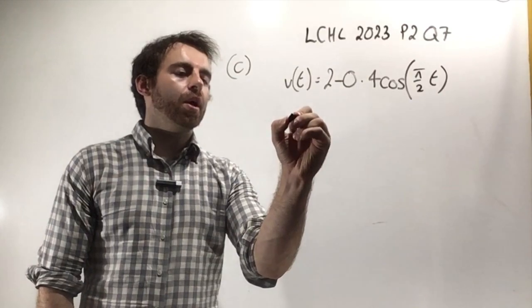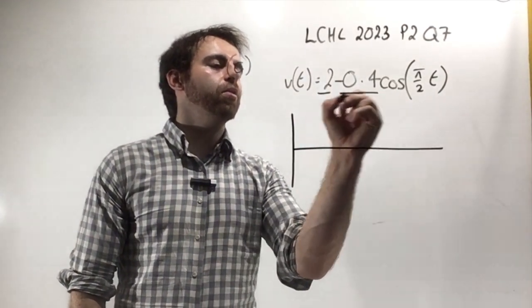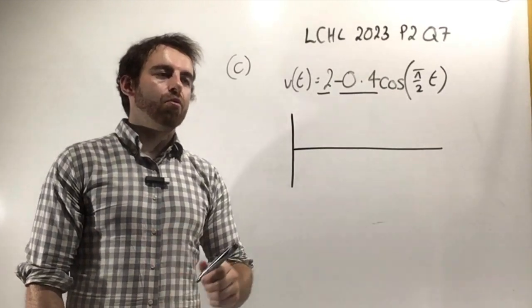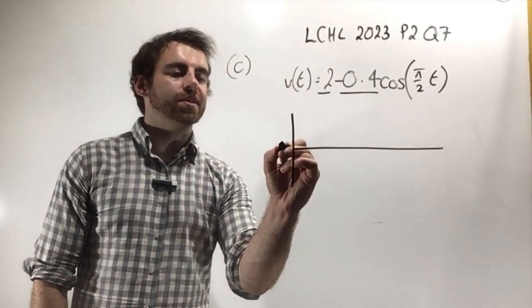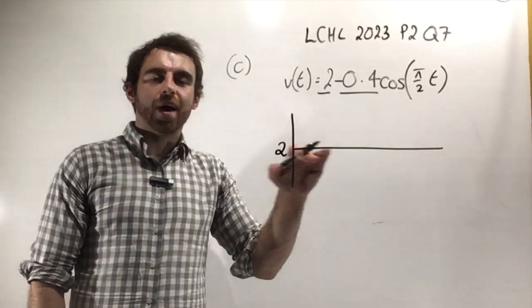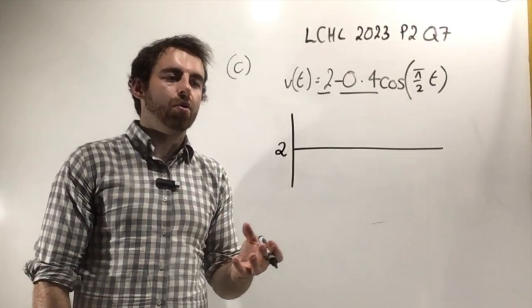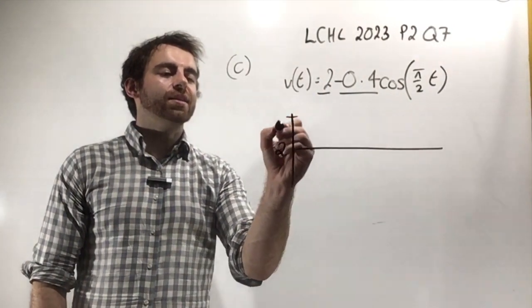Well, you should remember it's relatively easy to do this. We just need to look at the number 2 and the number 0.4. Remember that the 2 represents the midline. In other words, we can say that the average volume of air in Olga's lungs is 2 liters for the whole thing. 0.4 then is the amplitude.